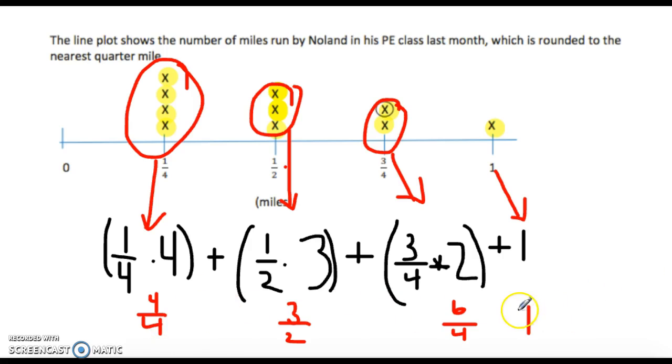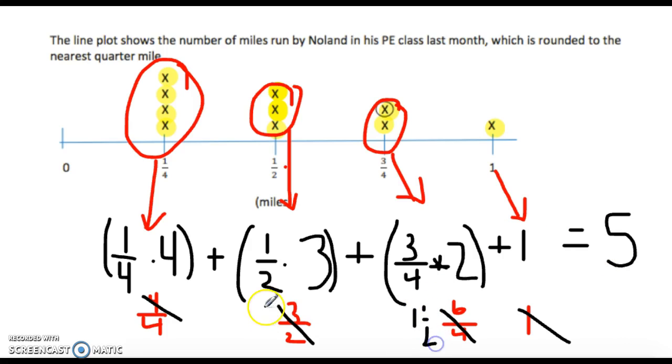Well, this becomes pretty easy. 1 and 1 make 2. Okay, this is really worth 1 1/2, so I've got 3 1/2. And this is actually worth 1 1/2, so 4 1/2, 5. So I can say Nolan ran 5 miles because I've got 1 1/2 here. I've got 1 1/2 here. And the 4/4 is really worth 1. So 1, 2, 3, 4, and the 2 halves together make 5, right?